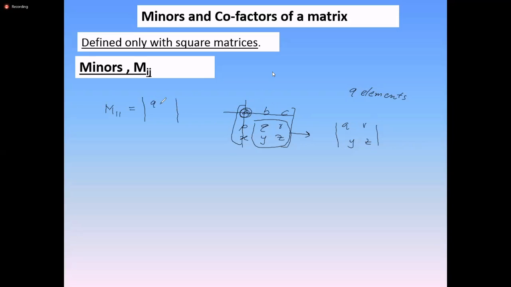That is how to obtain the minor value associated with the element. If it is numerical values, you can calculate Q multiplied by Z minus Y multiplied by R. Right?